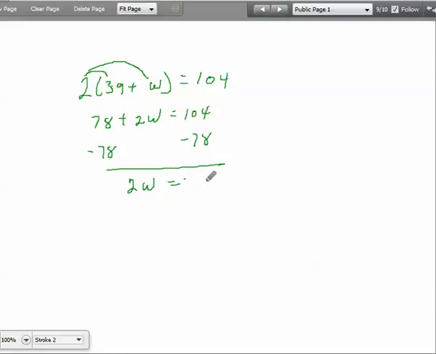plus 6 would be 84, and so that'd be 26. Now if I divide by 2 on both sides of this equation, I'll get that W is equal to 13. So that means my width is 13. That means my rectangle is a 39 by 13 rectangle.